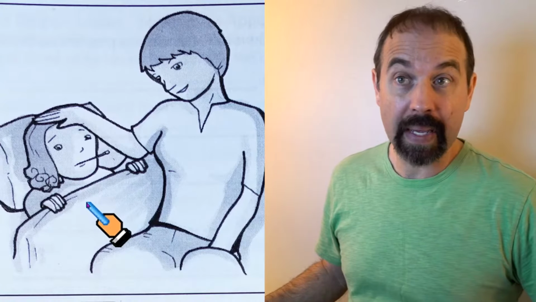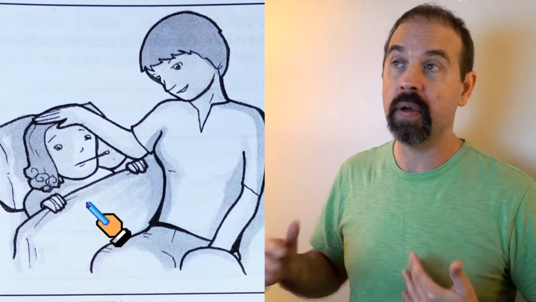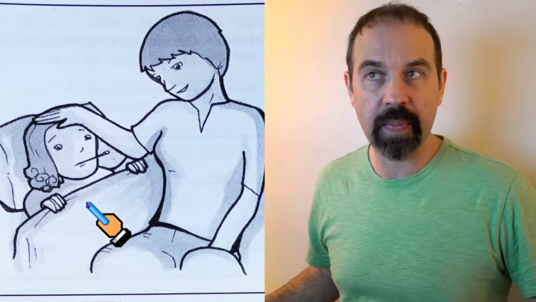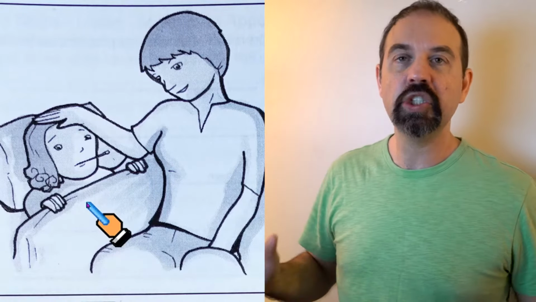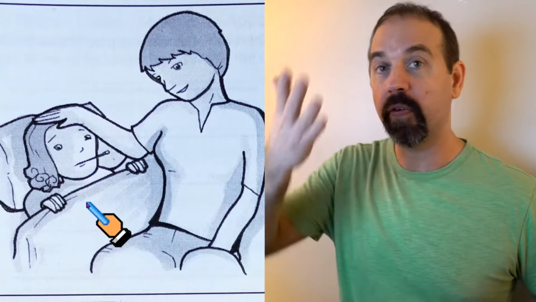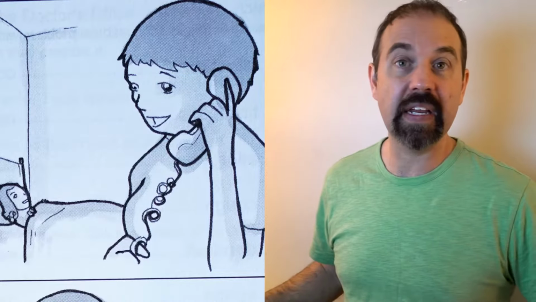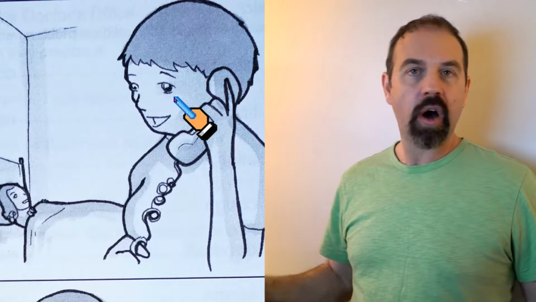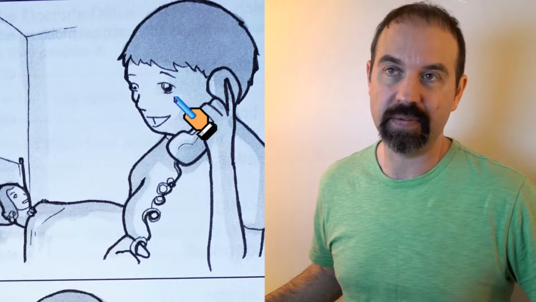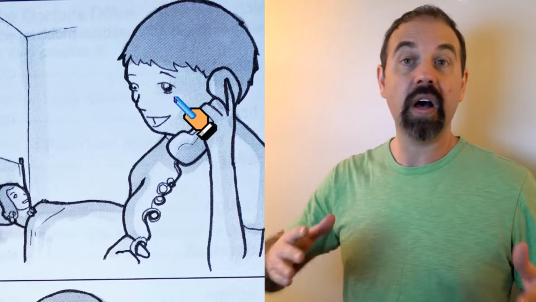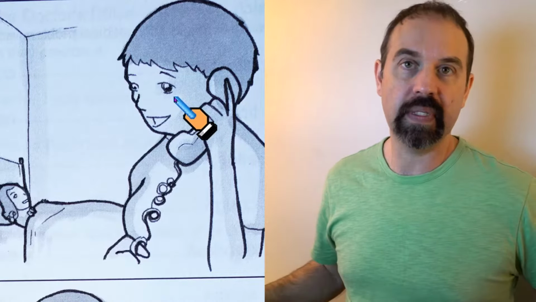The girl is in bed with the covers or blankets pulled over her, and the mother is sitting on the bed with her hand on the girl's forehead. She wants to check and see how warm her forehead is. In the second image, the mother is making a phone call. She's calling someone, and I would suspect that she's calling the doctor, because a lot of times when someone is sick, we make a doctor's appointment.